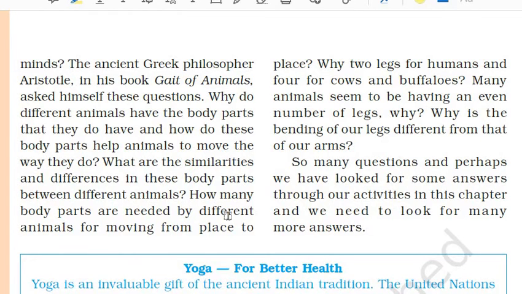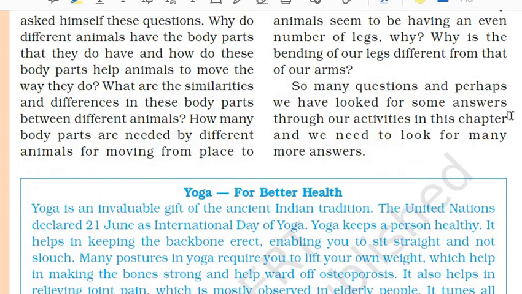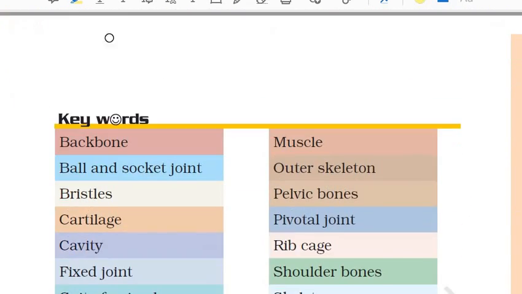How many body parts are needed by different animals for moving from place to place? Why 2 legs for humans and 4 for cows and buffaloes? Many animals seem to have an even number of legs. Why is the bending of our legs different from our arms? So many questions. Perhaps we have looked for some answers through our activities in this chapter, and we need to look for many more answers in the future. That's the end of the chapter.